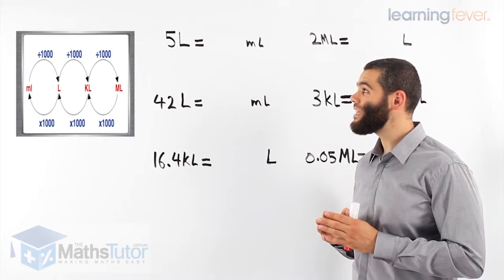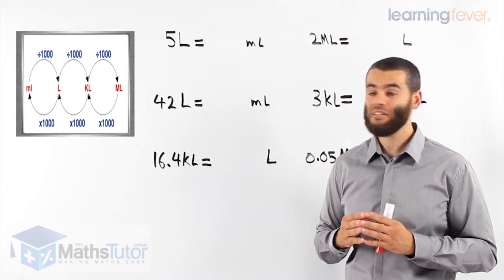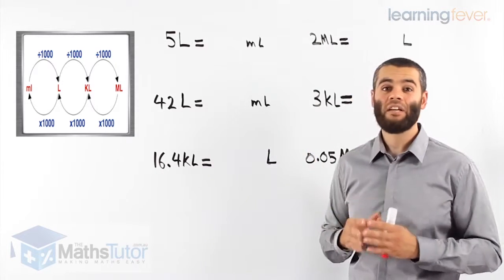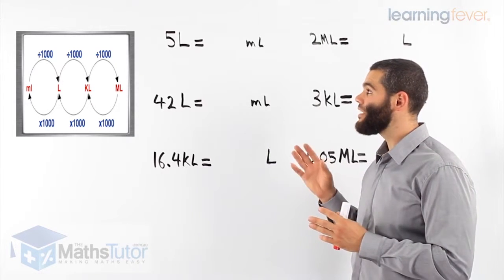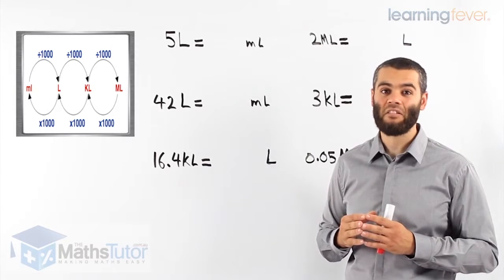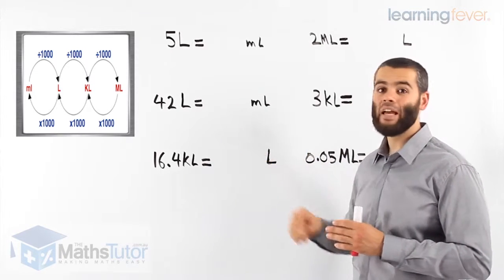Going from megaliters to kiloliters, we times by 1,000. Kiloliters to liters, times by 1,000. And liters to milliliters, times by 1,000. So the process is simple. Let's see how we do it.